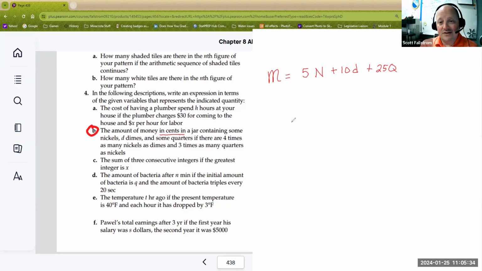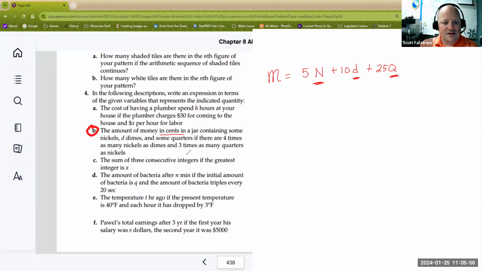What you're going to notice, though, is that this creates 3 variables. So for the rest of this, we're going to try to rewrite that so there's just one variable, so that I can plug that in and get the total number of cents. In that case, we need to have relationships between the variables. So let's see if we can figure those out.